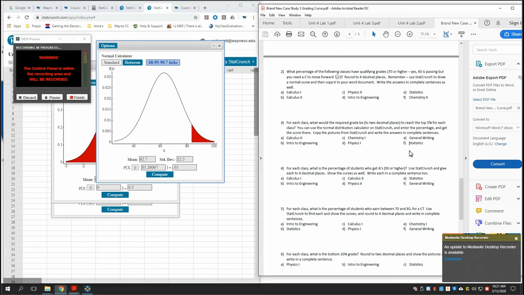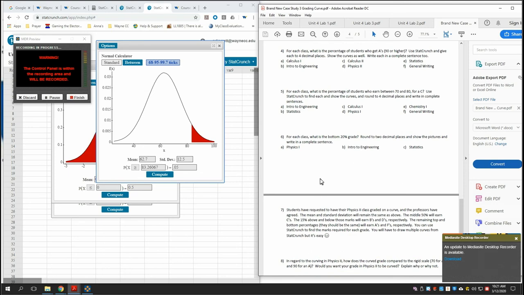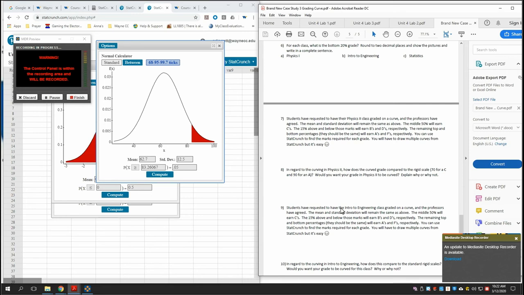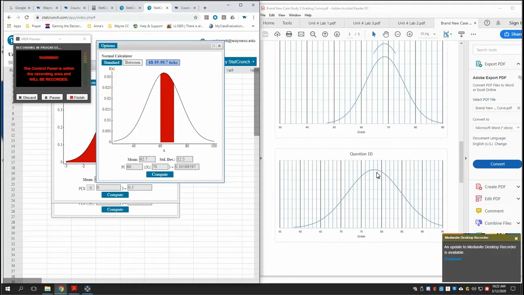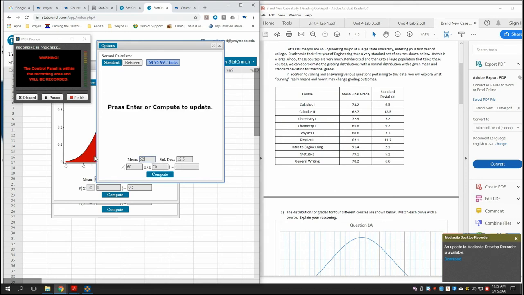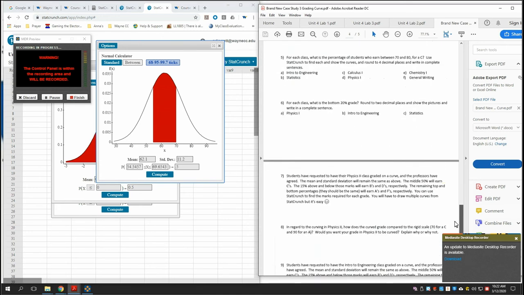And make sure you copy the image. And so 5 and 6, yeah, 6 is the bottom 20% grade. So 7 is going to be like those grading curve problems, so middle 50%. One thing you can do here, if we go to Physics 2, middle 50%, Physics 2, 62.1 and 11.2. And if I type in 0.5, it actually gives me the bounds for the middle 50%.